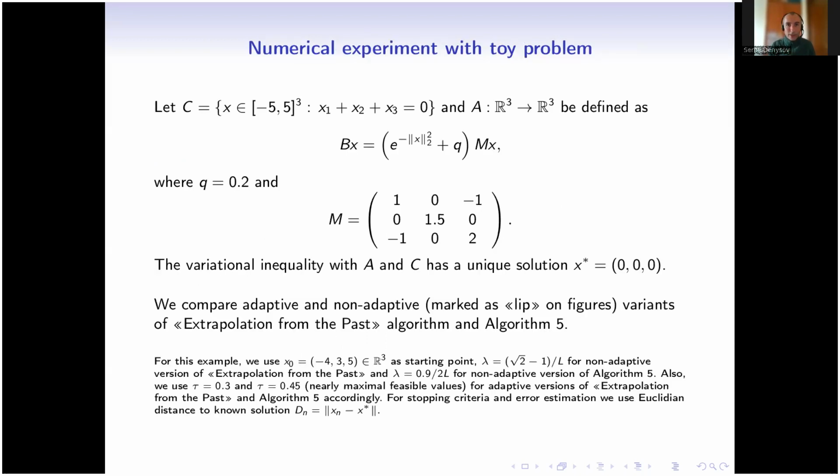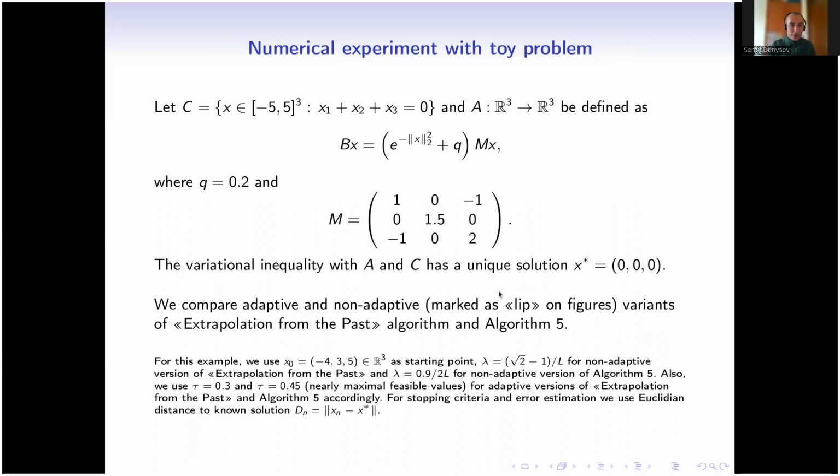Here we have some numerical experiments with a widely used test problem. As you see here, you see operator B, and our constraints are the intersection of a cube and a hyperplane. So it's a set where resolvent or projection can be calculated. And also this problem has a single solution known in advance, so we can compare our solution to this.